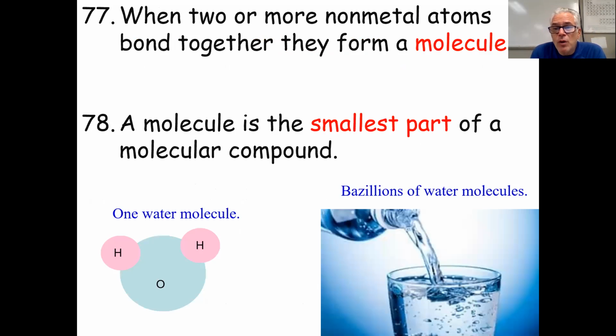When they form into a compound, the simplest or smallest part is called a molecule. A molecule is the smallest part of a molecular compound. Now, a water molecule is H2O. And the oxygen atom is a little bit bigger than the hydrogen physically in size. And the 2 hydrogens bond onto the oxygen, and they make that Mickey Mouse looking little thing there.